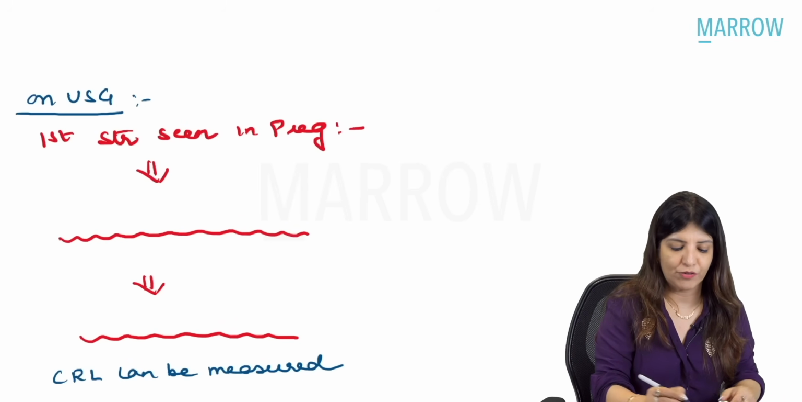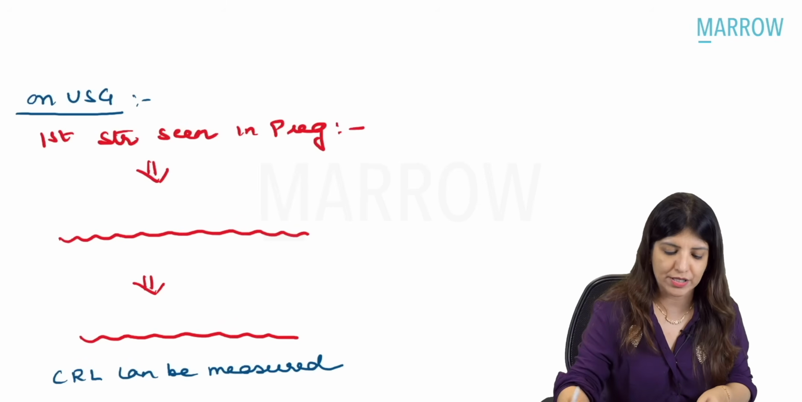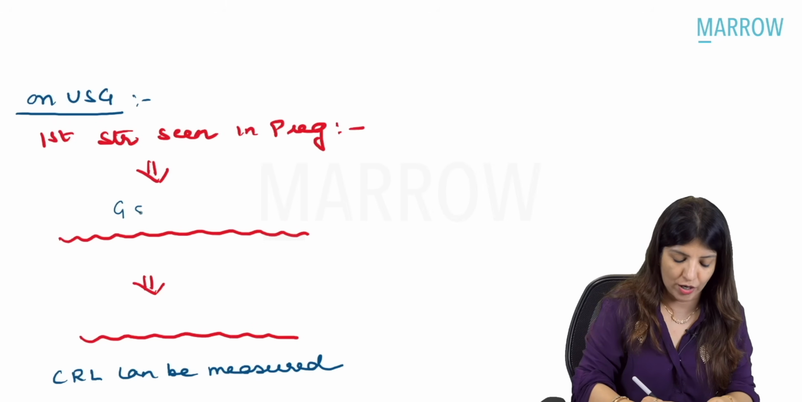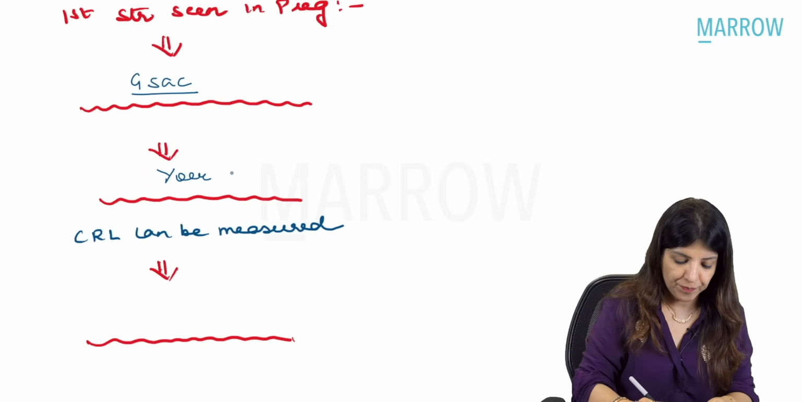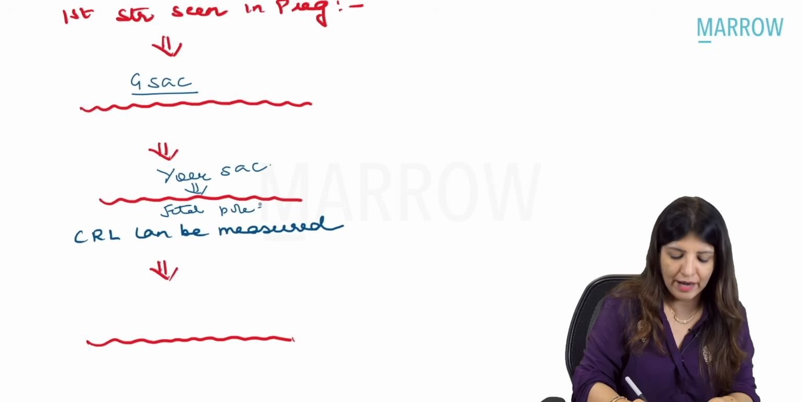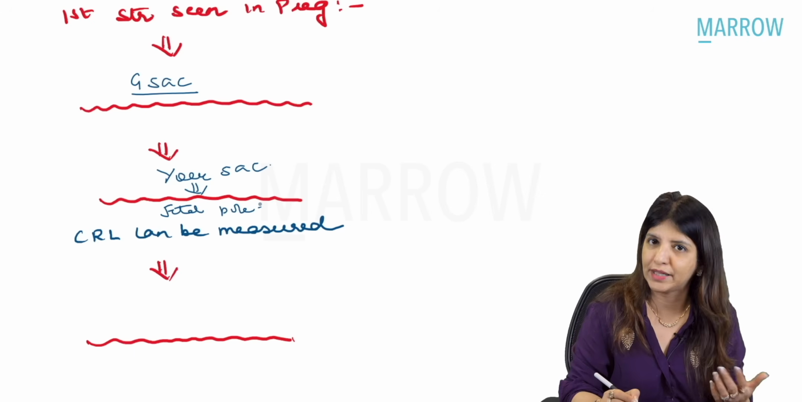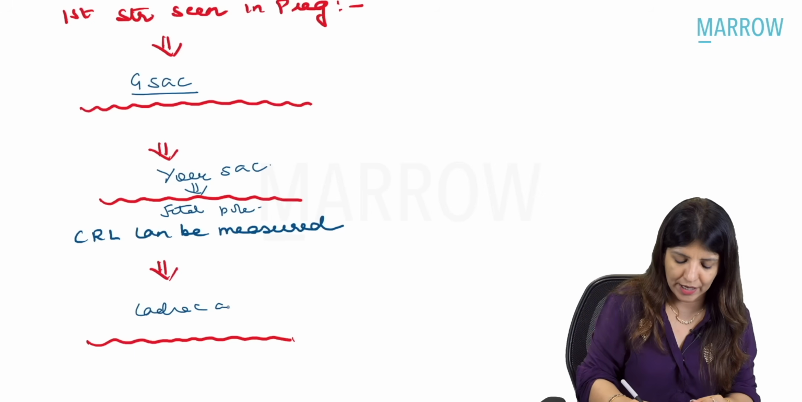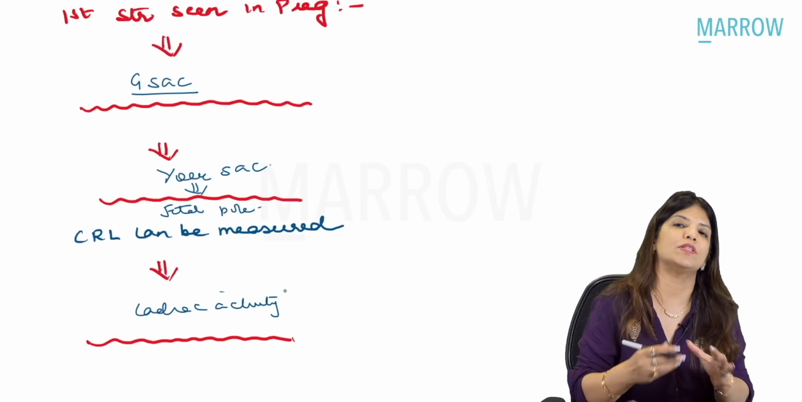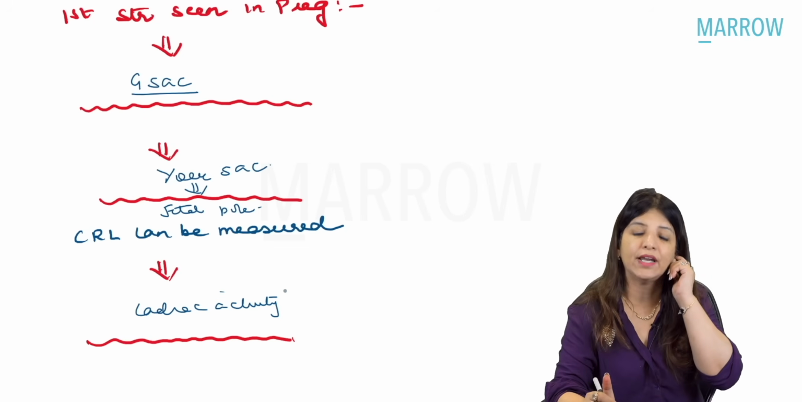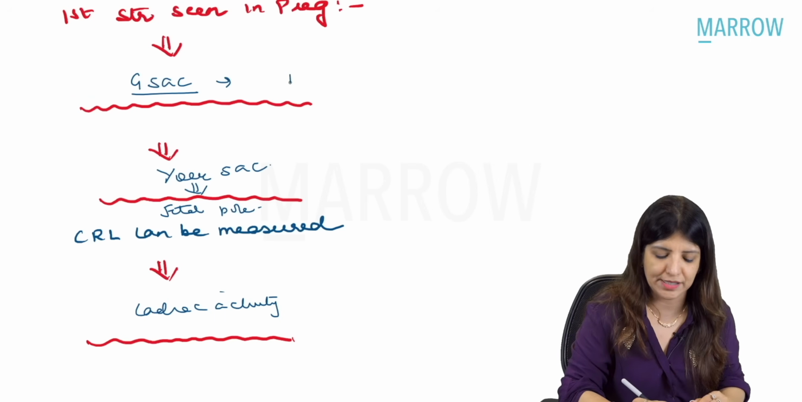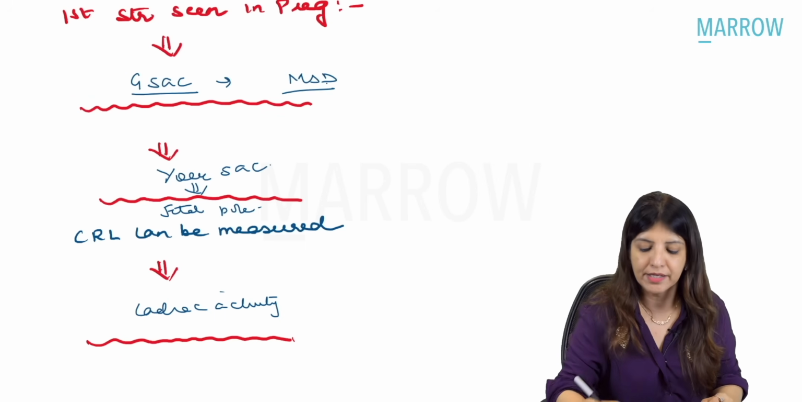Now, if they ask you what is the first structure which is seen in pregnancy on ultrasound, the first structure seen is the gestational sac. This is followed by the yolk sac. After the yolk sac, you can see the fetal pole, and when you can see the fetal pole, then crown rump length can be measured, and then you get the cardiac activity. This is the sequence in which structures are seen in pregnancy: gestational sac, then yolk sac, then fetal pole, and then cardiac activity. When gestational sac is seen, you can measure the mean sac diameter.